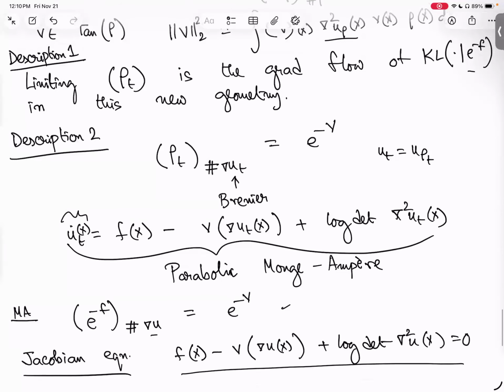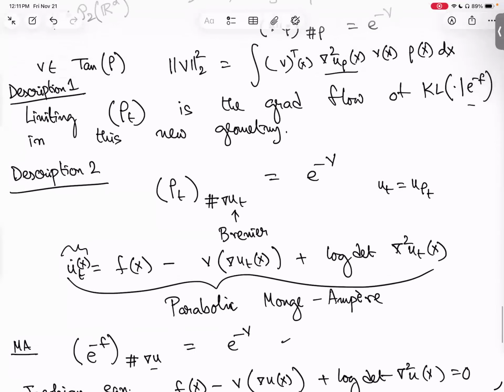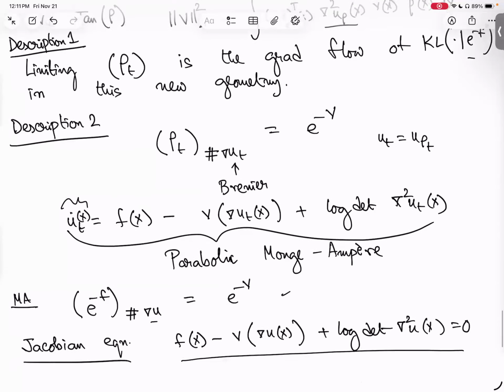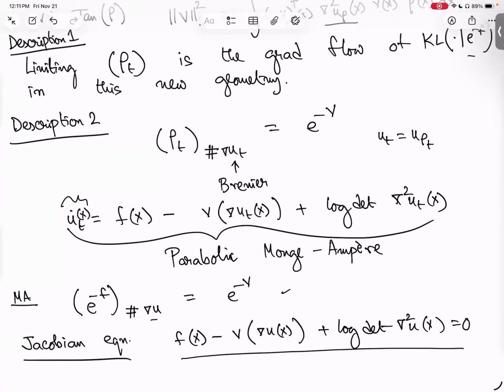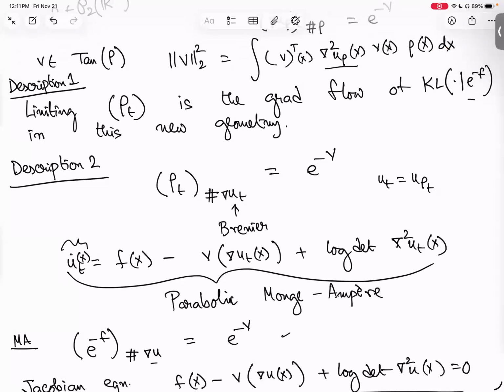What we show in the paper is that this dynamics and this description 1 and description 2 are equivalent. In the sense that if you solve your gradient flow of Kullback-Leibler in this new geometry, and then you define ut to be the Brenier map that sends rho t to e to the power minus v, then that solves the parabolic Monge-Ampère. Conversely, if you take the solution of the parabolic Monge-Ampère, and then you push forward e to the power minus v by gradient of ut star, the convex conjugate, then the resulting rho t is this gradient flow of Kullback-Leibler.